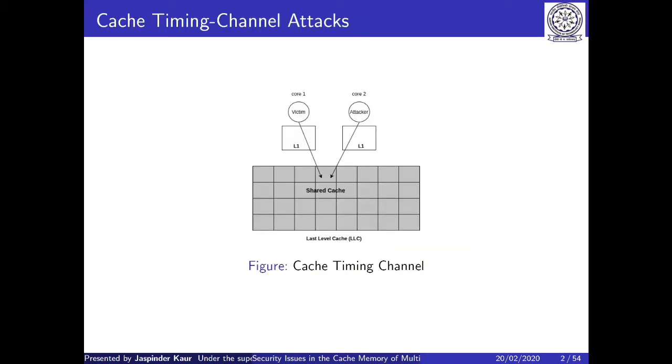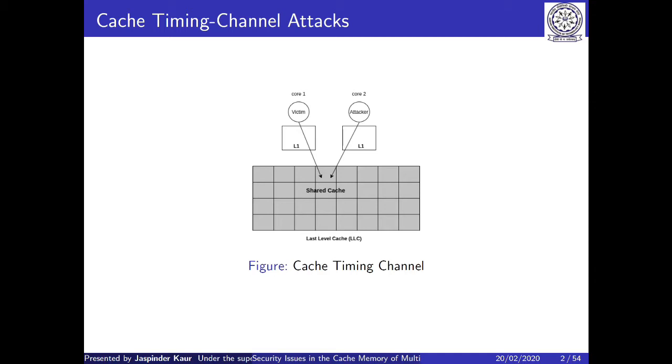I'm sure that you can understand this diagram easily. There are multiple cores. This is core 1, this is core 2. Each core has a private L1 cache, and both cores share the last level cache. Here L2 is the last level cache, and it's a set associative cache.